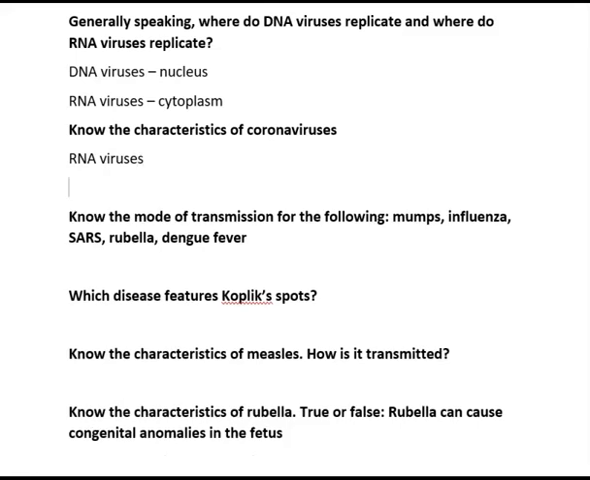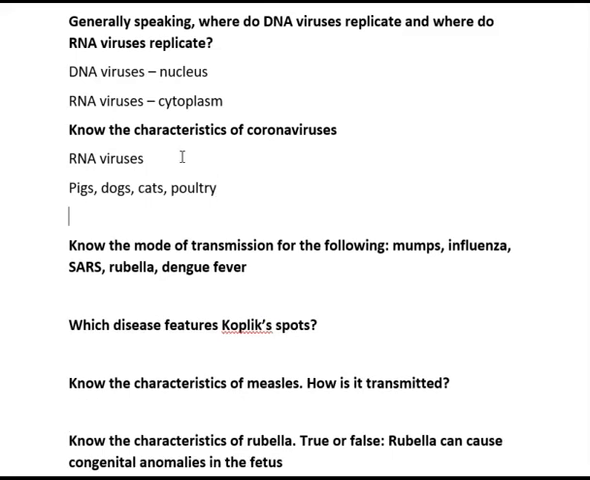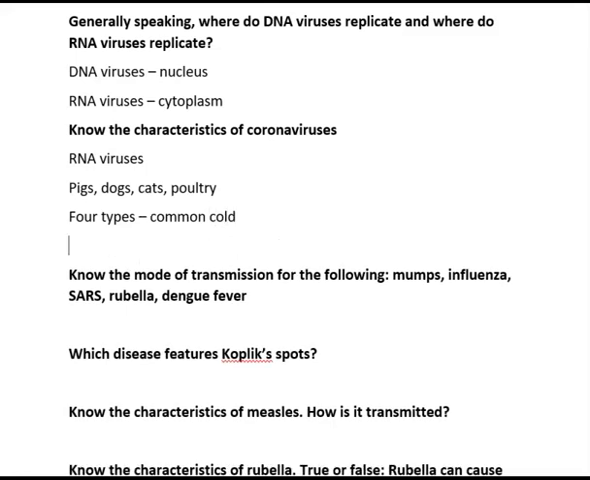All right, I want you to know the characteristics of coronaviruses. So these are RNA viruses. They are common animal viruses. You can see them in pigs, dogs, cats, and poultry. There are 4 types that cause nothing more than the common cold. And then there are 3 other types of coronavirus. One type causes SARS, another type causes MERS, and then of course SARS-CoV-2 causes COVID-19.